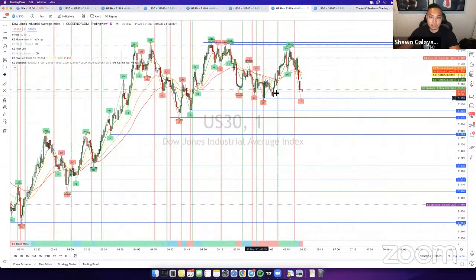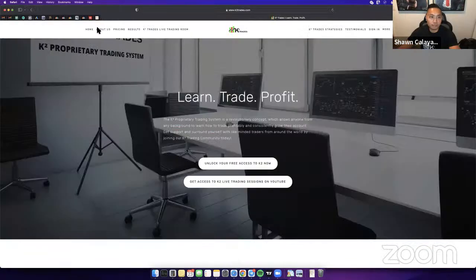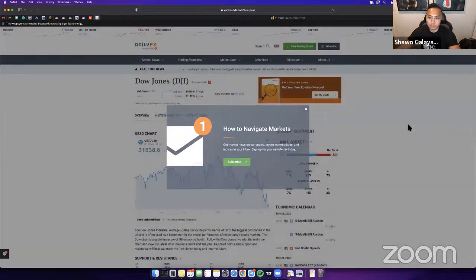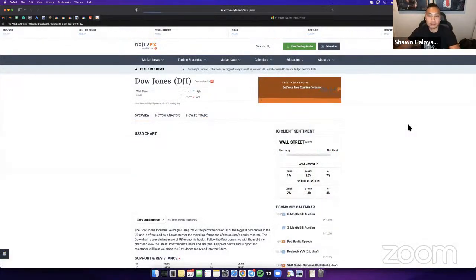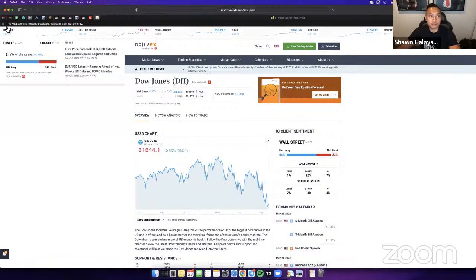Market's going to open in about a minute, so I don't want to cut into that. Currently, right now, we have a sell bias. I only know that because looking at retail sentiment, it's currently 68% long. Right here, this is indicating that 68% of retail traders are on the long side. So we want to do the opposite and sell.